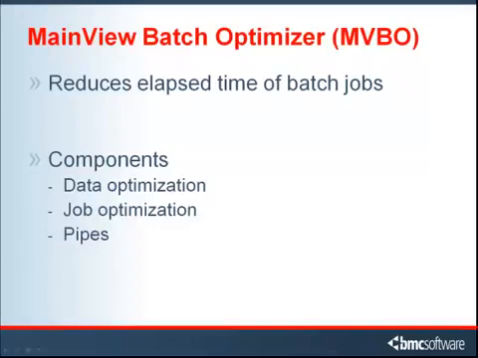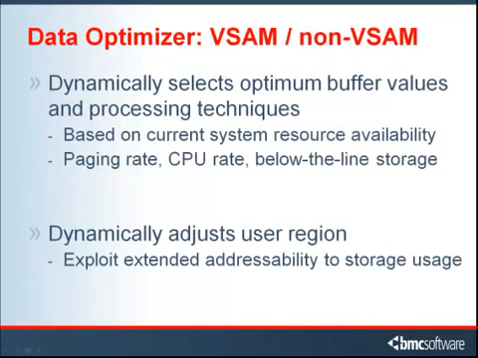MainView Batch Optimizer includes the Data Optimizer component, the Job Optimizer component, and the Job Optimizer Pipes component. Let's discuss each of these components in more detail. The Data Optimizer component works with both VSAM and QSAM files. It's transparent to existing JCL and applications.